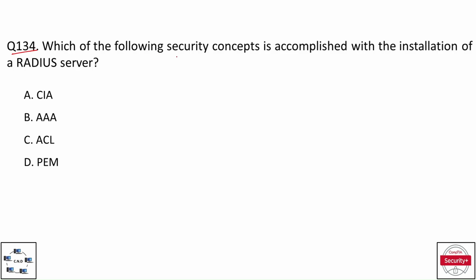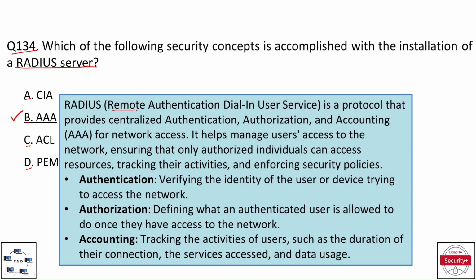Question number 134. Which of the following security concepts is accomplished with the installation of a RADIUS server? And the options are option A, CIA, option B, AAA, option C, ACL, and option D, PAM. The correct option is option B, AAA, that is authentication, authorization, and accounting. So RADIUS, that is Remote Authentication Dial-In User Service, is a protocol that provides centralized authentication, authorization, and accounting, that is AAA, for network access.